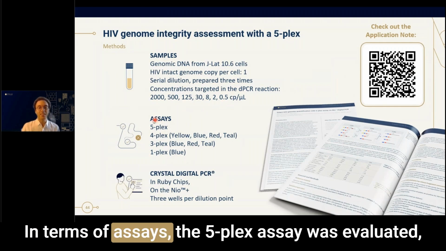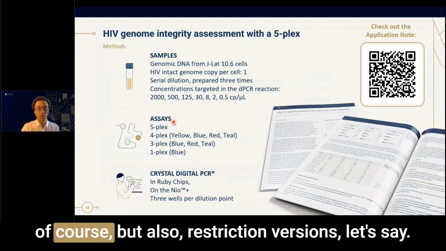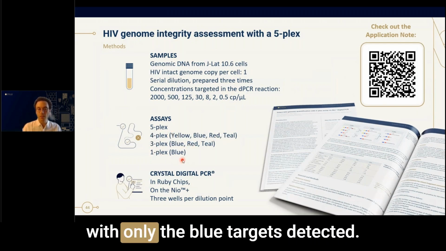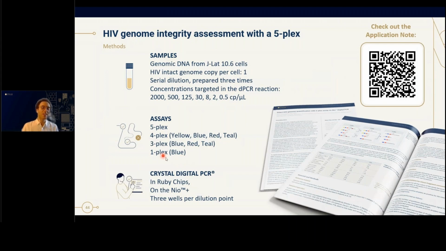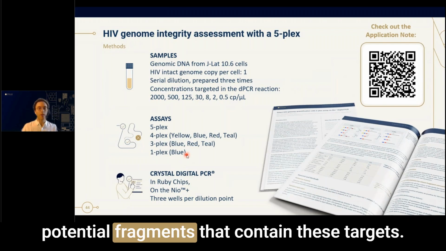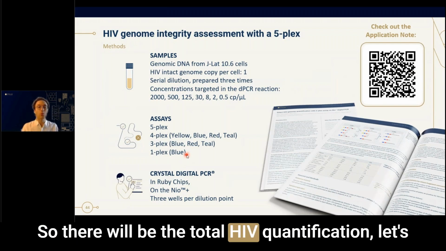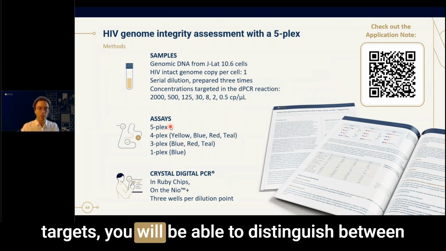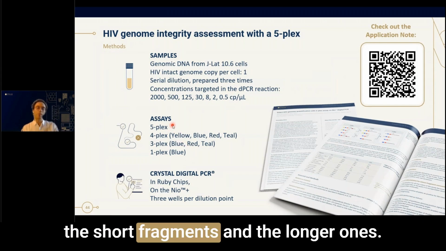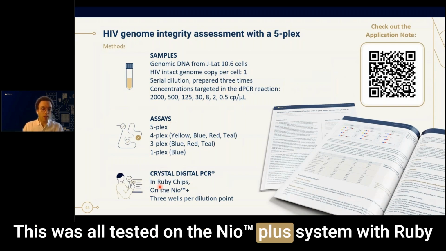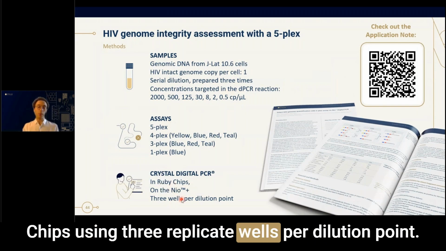In terms of assays, the 5-plex assay was evaluated, of course, but also restricted versions, let's say. So the 4-plex without the infrared, the 3-plex without the yellow, and the single-plex with only the blue target detected. And of course, if you have only one target, the blue, for instance, you will detect all the potential fragments that contain this target. So that will be the total HIV quantification, let's say. Whereas as you increase the number of targets, you will be able to distinguish between the short fragments and the longer ones. This was all tested on the Nio Plus system with Ruby chips using 3 replicate wells per dilution point.